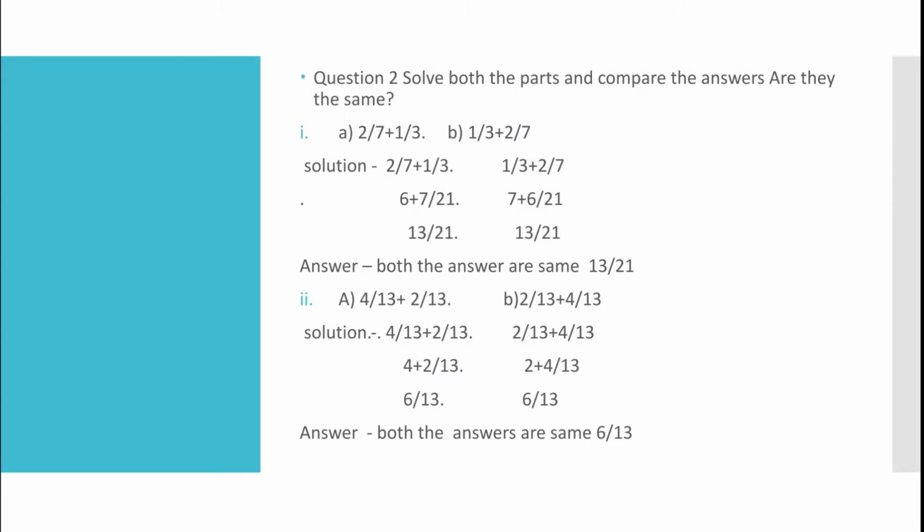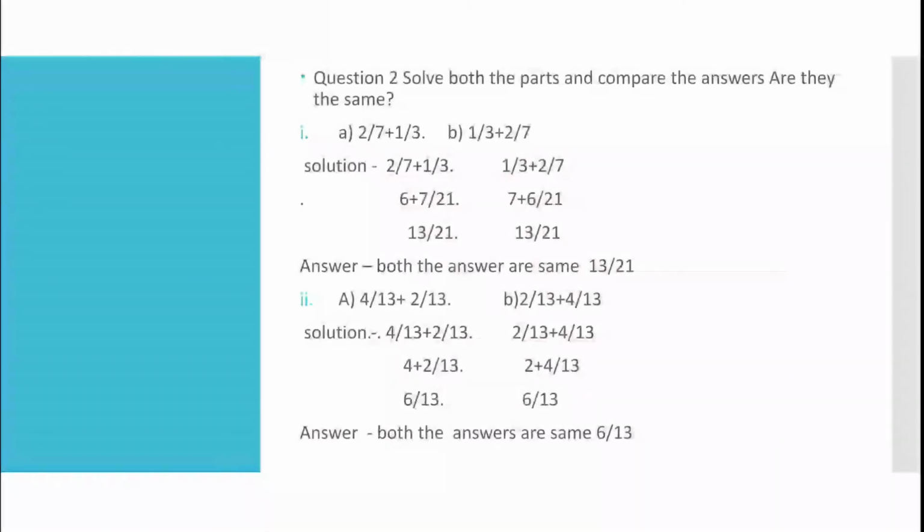So here when you solve the A part, first of all you have to take the LCM. 7 and 3, the LCM is 21. So 6 plus 7 upon 21, you will get 13 by 21. Now in the B part, 1 by 3 plus 2 by 7, when you solve here with the LCM, 7 plus 6 by 21, here also 13 by 21. Both the answers are the same, 13 by 21.